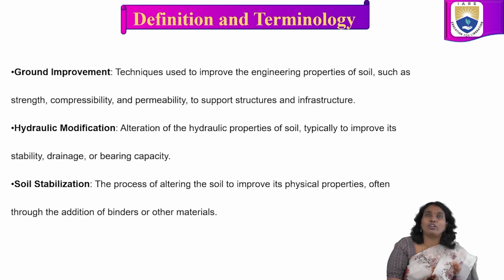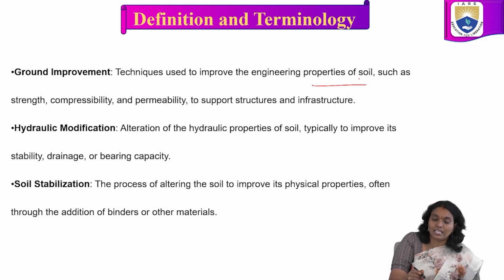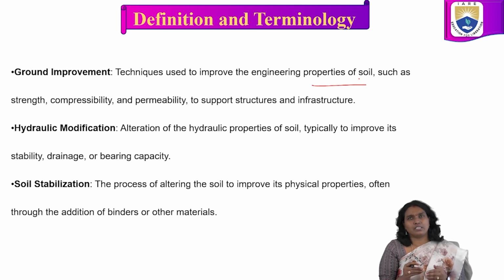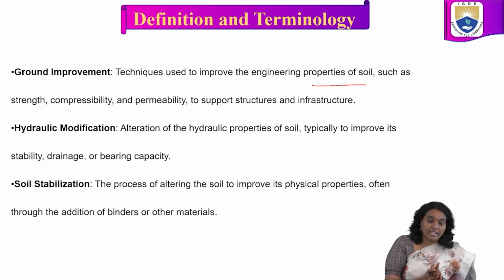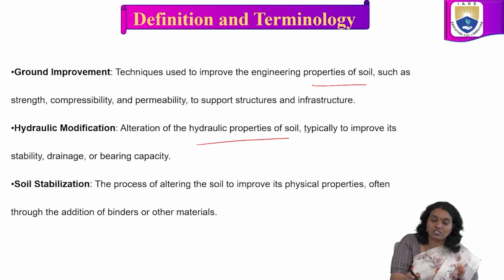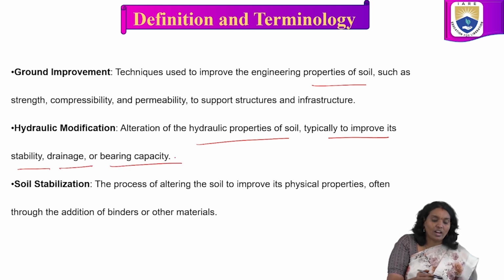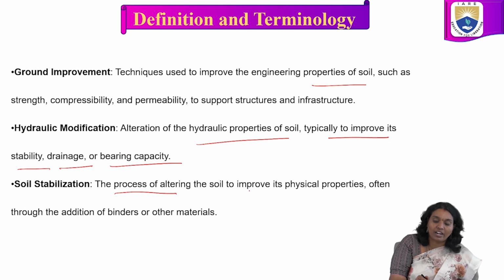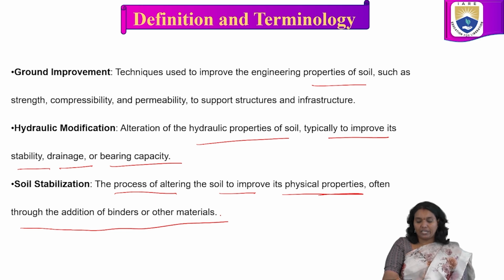Ground improvement techniques are used to improve engineering properties such as strength, compressibility and permeability to support structures and infrastructure. Hydraulic modification is the alteration of the hydraulic properties of soil, typically to improve its stability, drainage or bearing capacity. Soil stabilization is the process of altering the soil to improve its physical properties, often through the addition of binders or other materials.